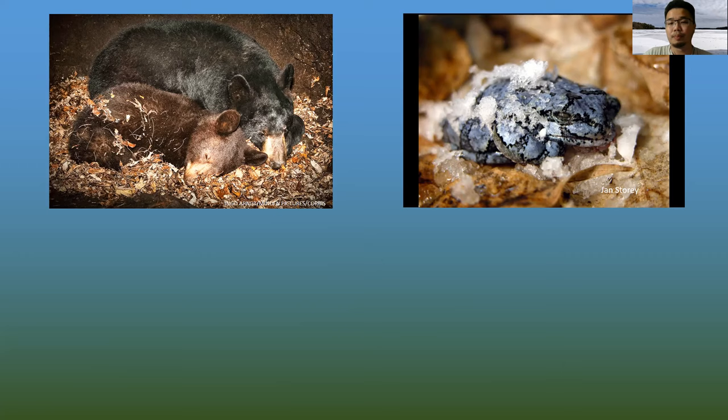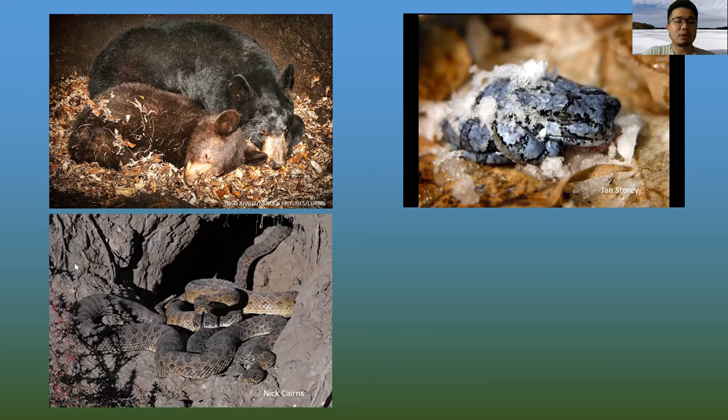Then we have the prairie rattlesnake, living in the center of the country. They hibernate in groups, what we call communal hibernation. Typically, they have hundreds of individuals squeezing into each other. They keep warm that way. In the winter, they delve into the crevices of the rocks and they stay there for the winter.